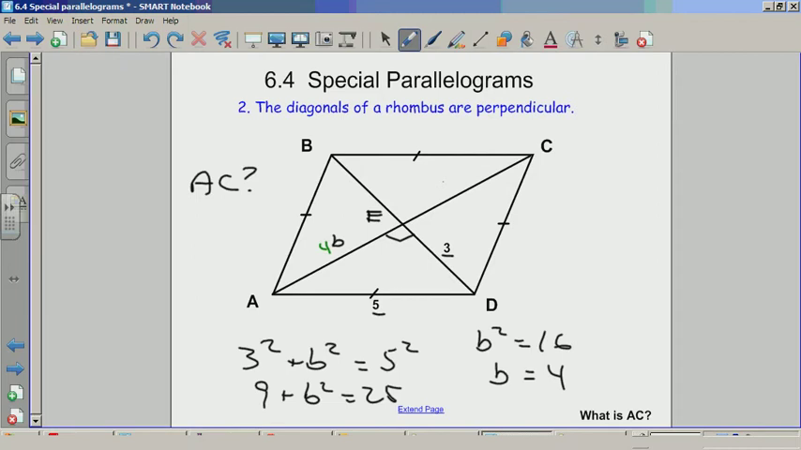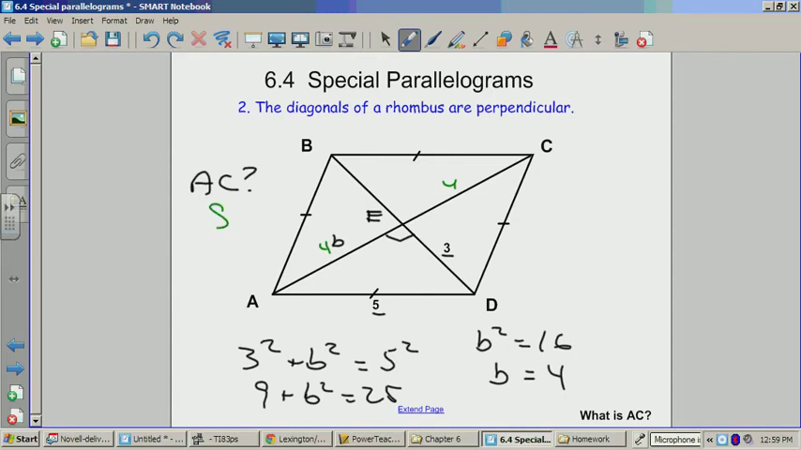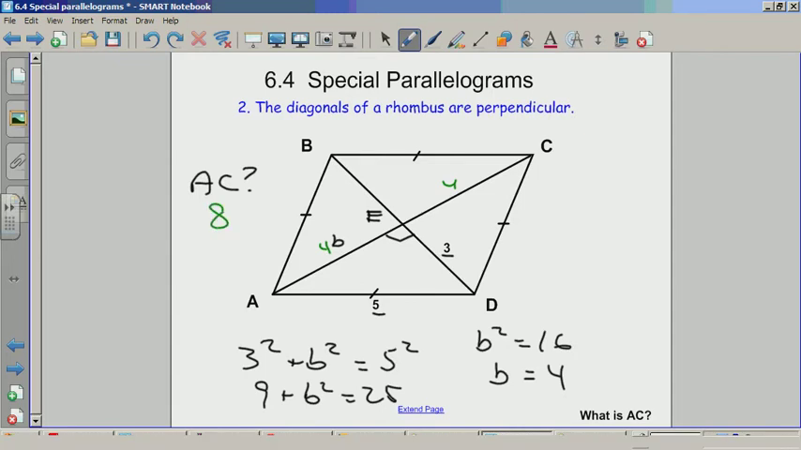Well, because I have a parallelogram, a rhombus is always a parallelogram, if AE is 4, then EC is 4 also, and the length of the segment AC must be 8. Property number 2: the diagonals of a rhombus are perpendicular.